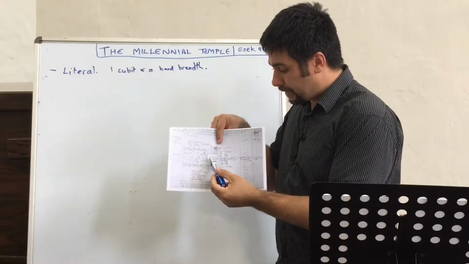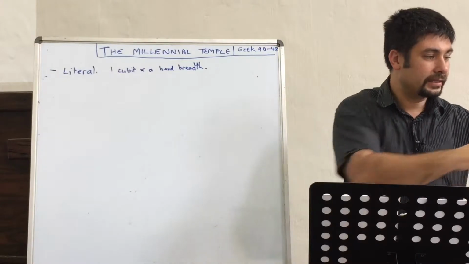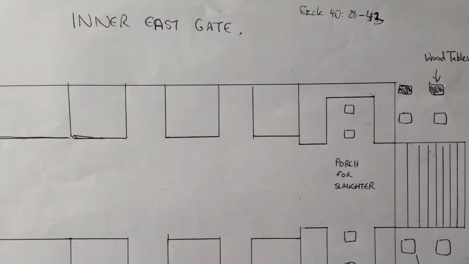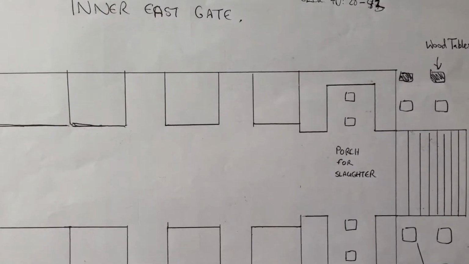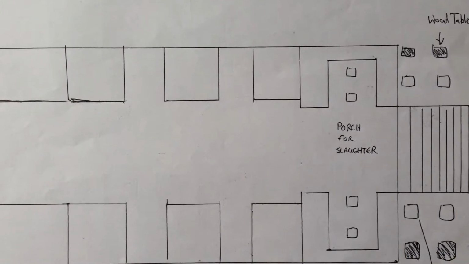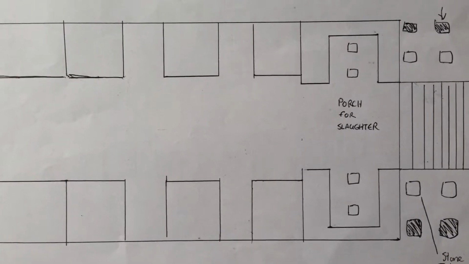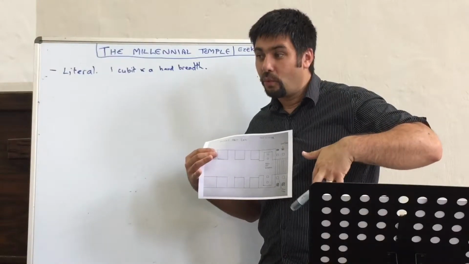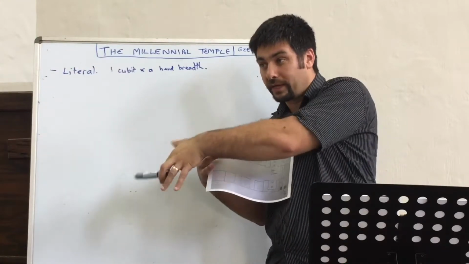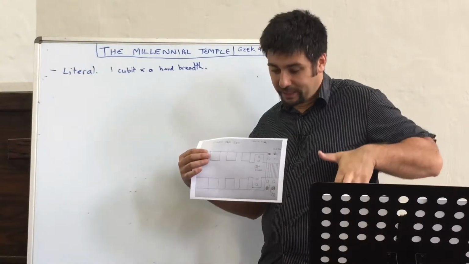Okay? So let's just quickly look at this inner gate. The inner east gate. You'll see that there's chambers, but this time the porch is toward the outer court as well. But this is on the inner side. So the outer court is on this side. With the outer gate, the outer court was on the other side, so the porch was over here. This time, the porch is near the entrance, because the outer gate is on this side.